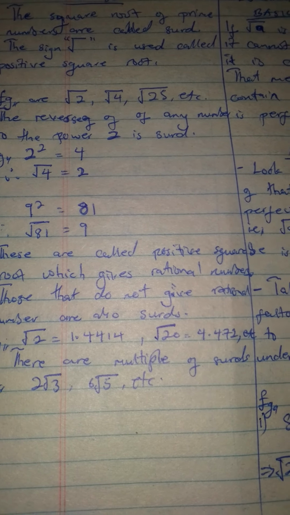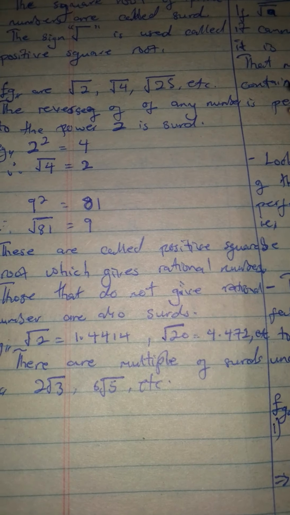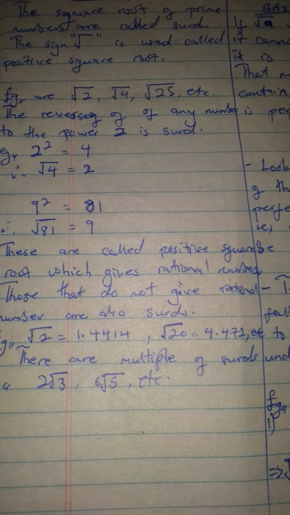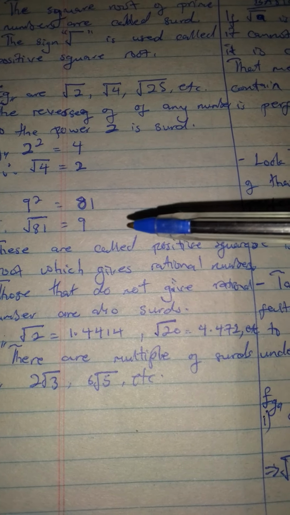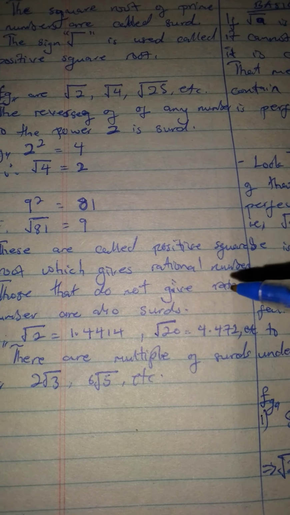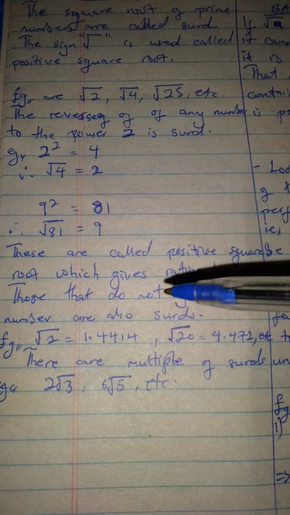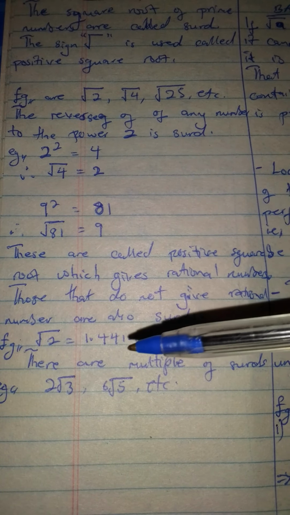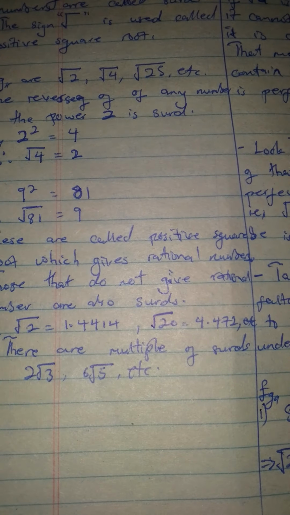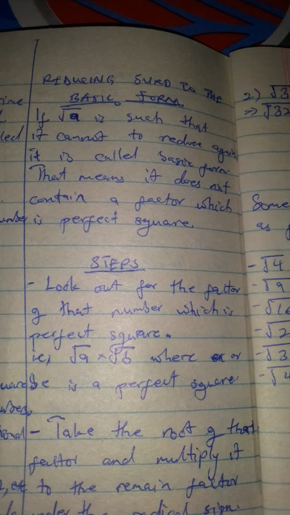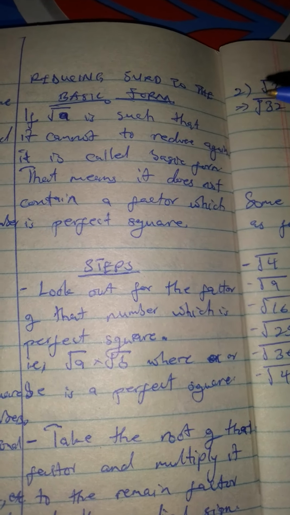And we have multiples of surd. Multiples of surd always come as a result of having two factors of a number, one of which is a perfect square. When you take the positive square root of that factor, you get a whole number, then you multiply it by the other factor. So quickly, let's go to how to reduce radicals, or how to reduce a surd to the basic form.